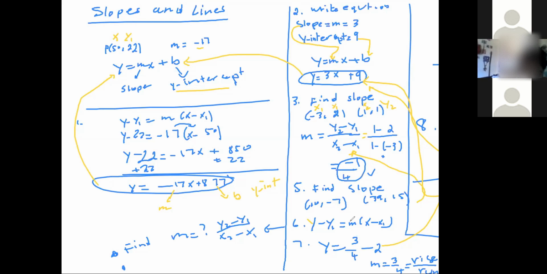Once you have the m, you're going to plug it here, okay? The m will be plugged into the m. Then you'll substitute x1 and y1. So we have 2 points. We're going to use one of them to plug into the equation. We're going to use the first one, 15, 27. So this will be x1 and y1.